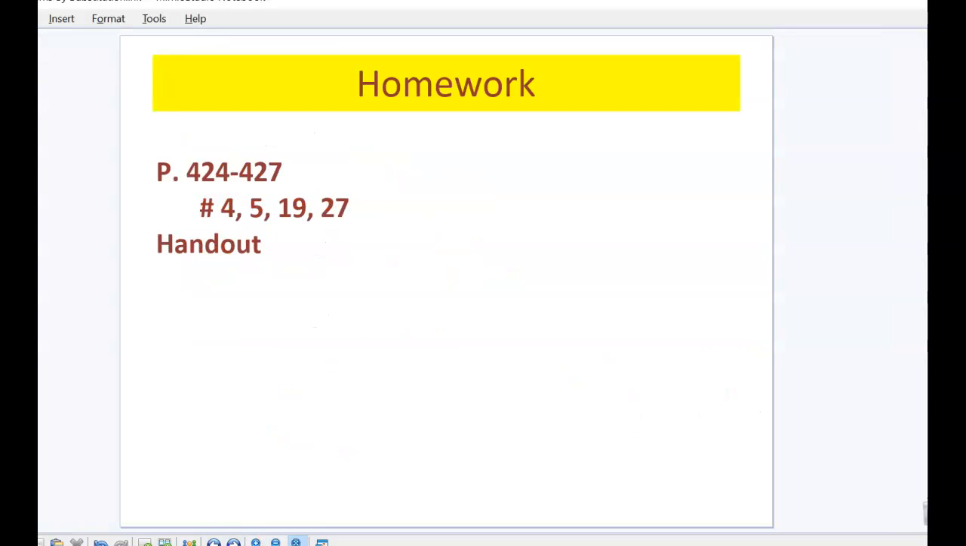Okay, there is your assignment for today, and there's also a handout that goes with it, and you'll get that handout in class. So give those a try, and if you have any questions, check the answers on the website.